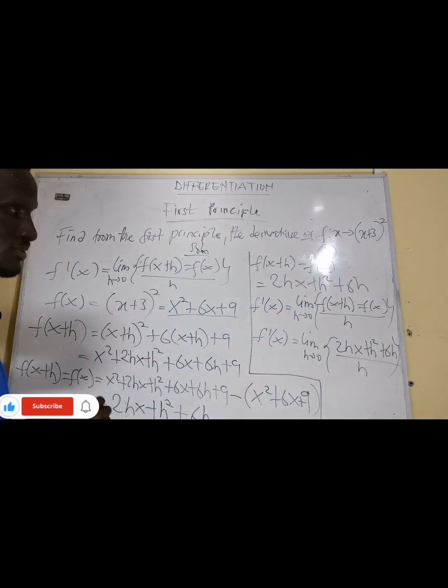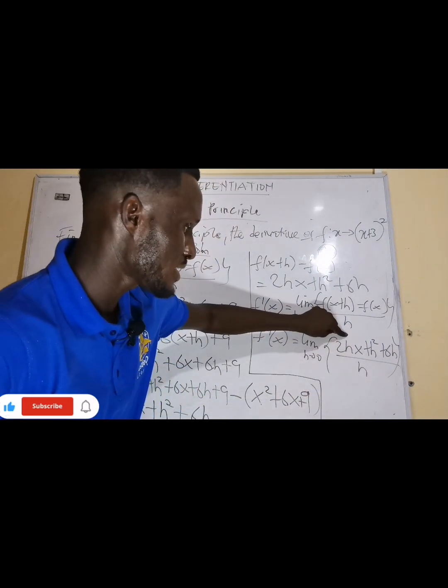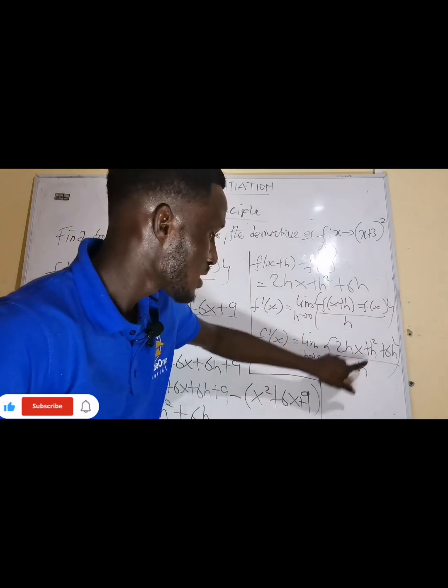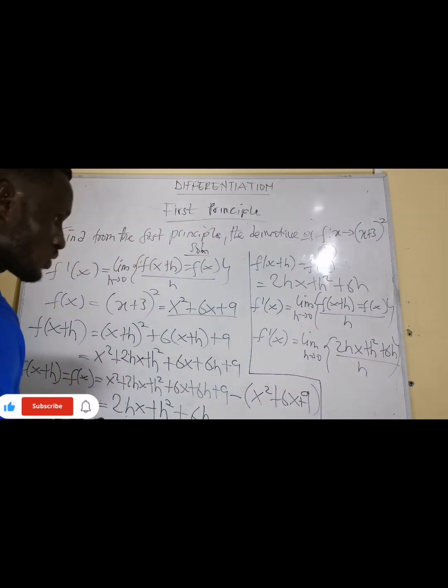You see how the thing is. So what is going to happen is that we are going to factorize h out. So h will cancel this h, left 2x. H will cancel one of these h, going to get h. H will cancel the 6h, left with 6. So let's continue from here.